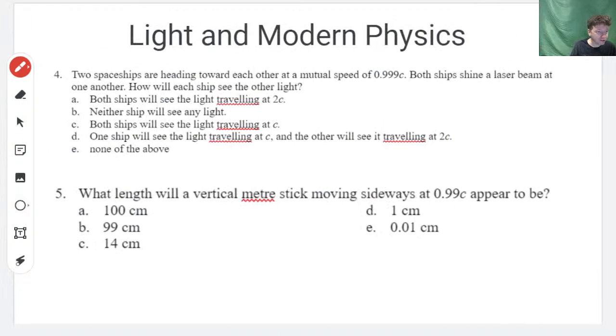Okay. Moving on. Ooh. Wave nature of light and modern physics. So let's do a couple of these questions. It's getting interesting now. Two spaceships are heading to, well, it was always interesting. Two spaceships are headed towards each other at a mutual speed of 0.999 c, where c is the speed of light.